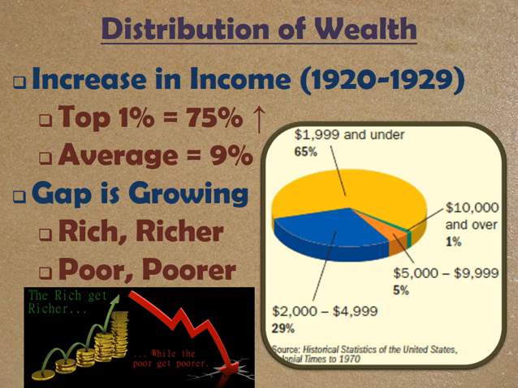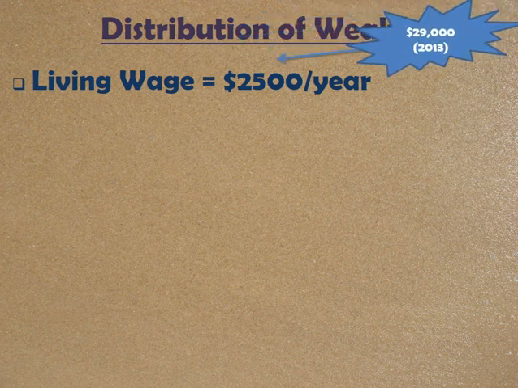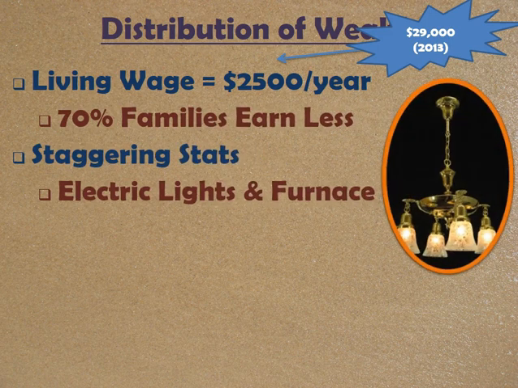And so this is one of the problems that we're going to have: as the rich get richer and the poor get poorer, that means the poor are buying less things. For example, the living wage at the time was about $2,500 a year. That's about $29,000 in today's money. And 70% of families earned less than that.